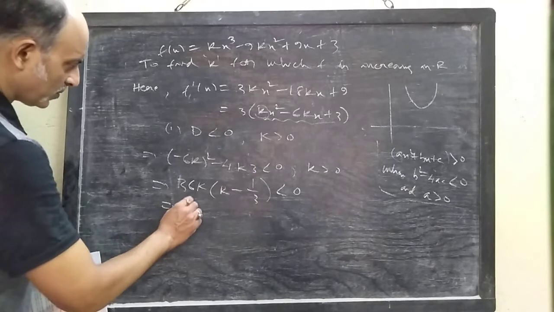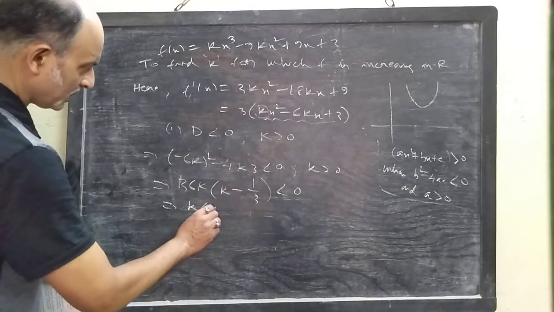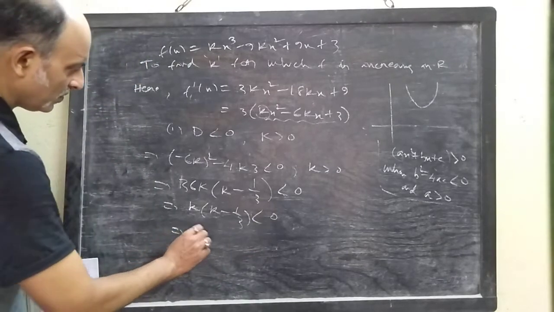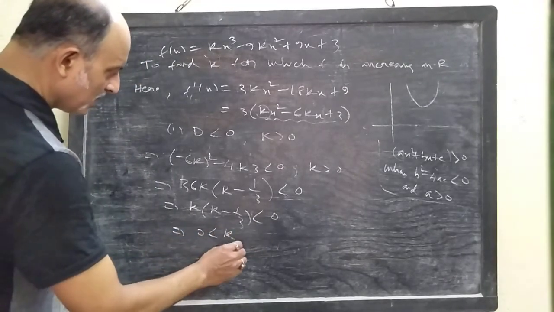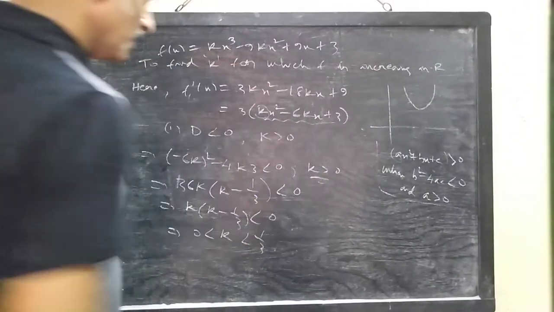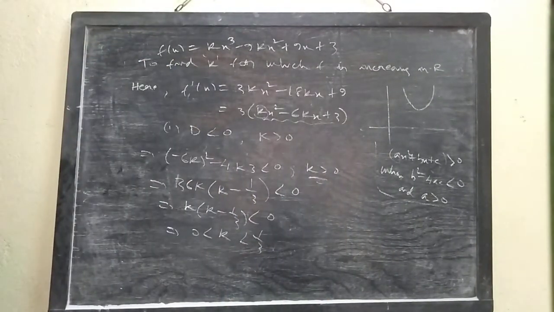So as 36 is positive, ultimately you get the equation k into k minus 1/3 less than 0. This will give you k lies between 0 and 1 by 3. This also says k greater than 0. So therefore, the values of k we obtained is k lies between 0 and 1 by 3, for which the function is increasing in R.